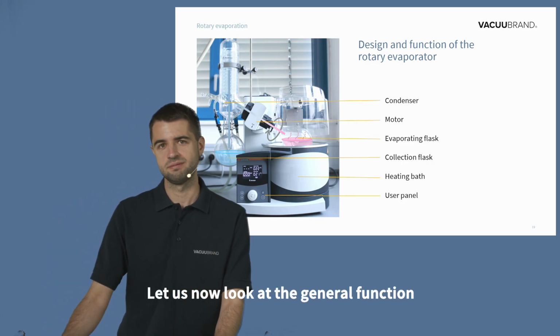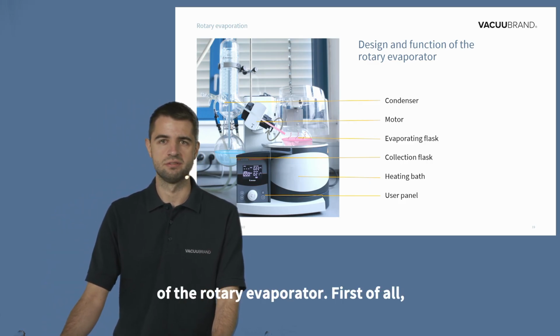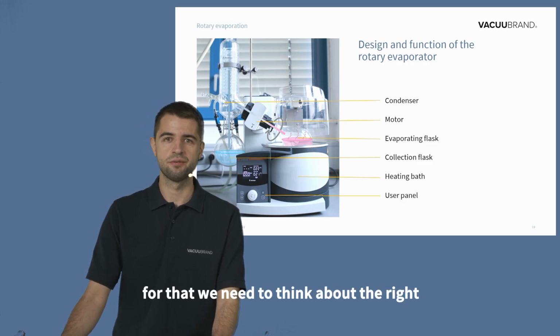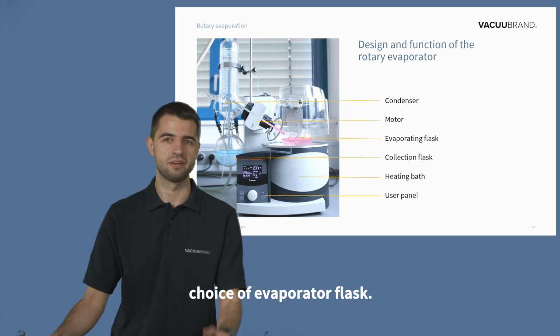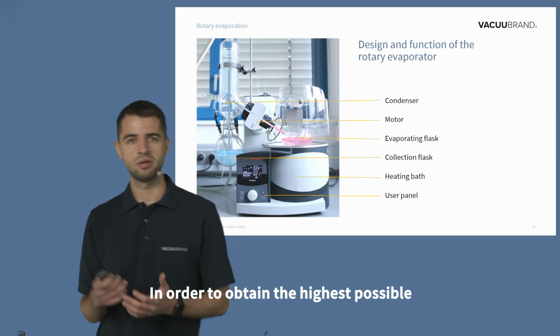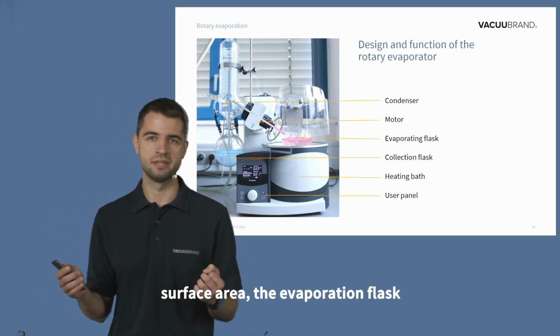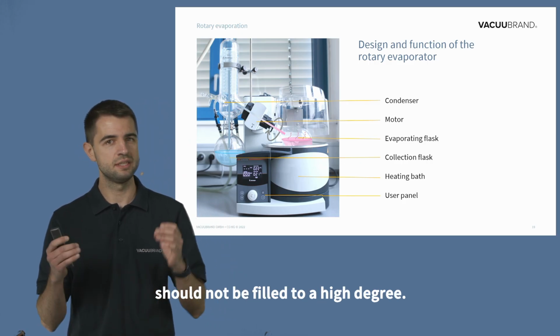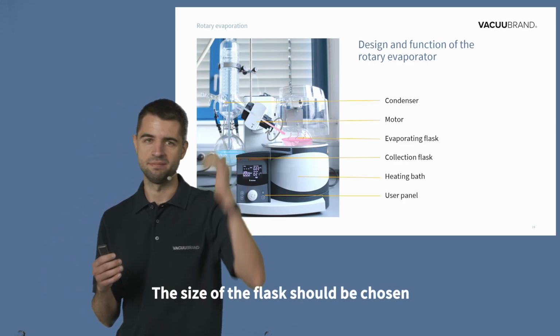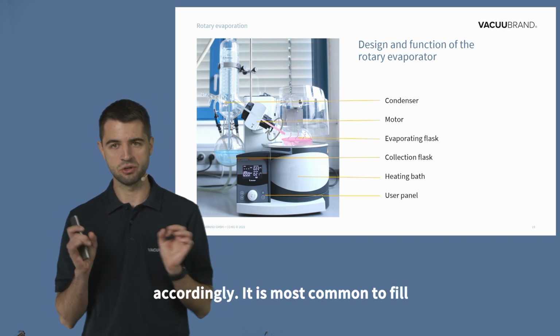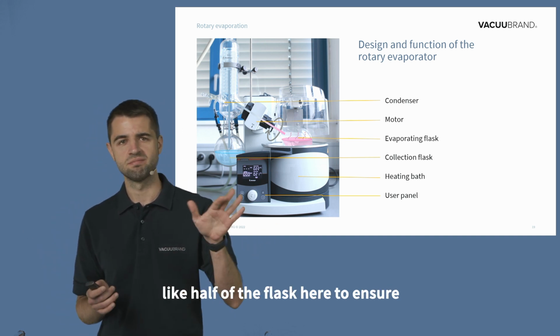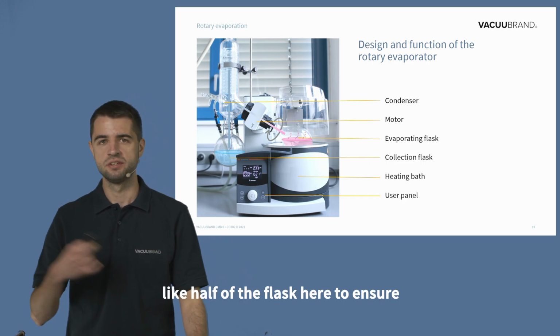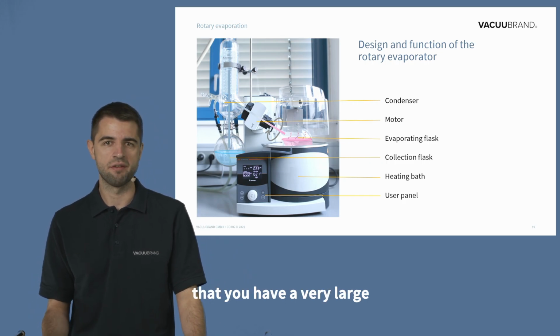Let us now look at the general function of the rotary evaporator. First of all, for that we need to think about the right choice of evaporator flask. In order to obtain the highest possible surface area, the evaporation flask should not be filled to a high degree. The size of the flask should be chosen accordingly. It is most common to fill about half of the flask to ensure that you have a very large surface area for evaporation.